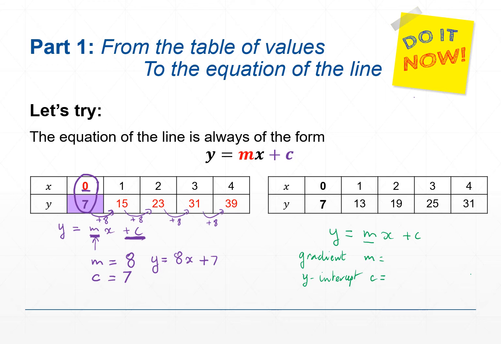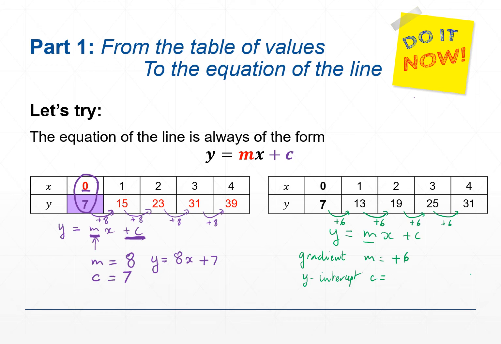How do I find the gradient? The gradient is how much y goes up by every time x goes up by 1. And here, I'm going up by 6. Let's make sure it's always the same. Yes, 13 to 19 is plus 6. 19 to 25 is plus 6. 25 to 31 is plus 6. So my gradient is plus 6. I have done half of the work. Now I need to find my y-intercept.